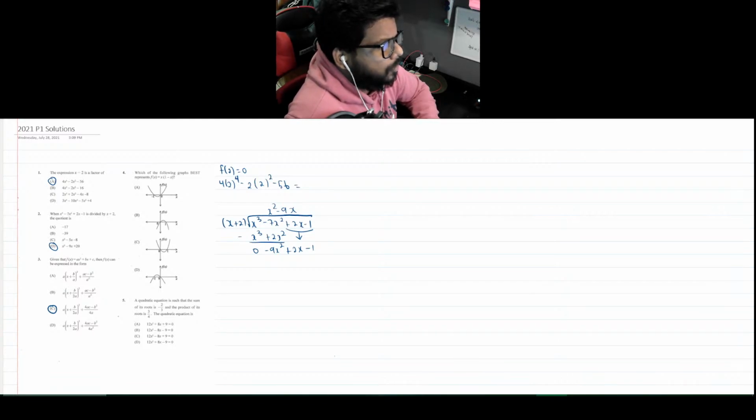Number 4, which of the following best? We did this one as well. Negative x squared, sad face, it cuts at 0 and 1. B.